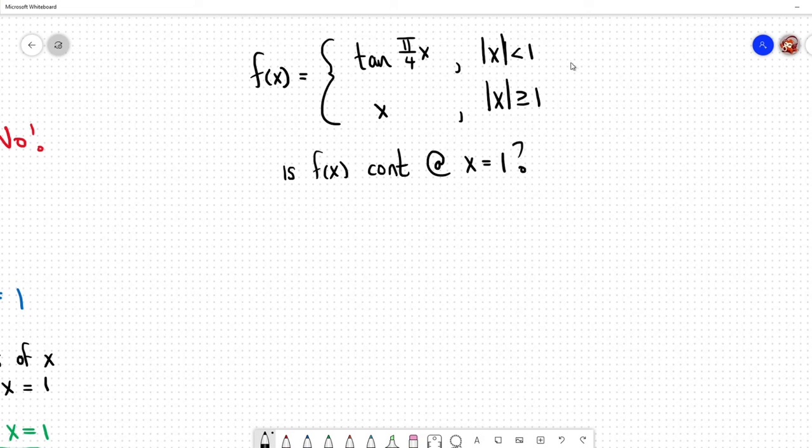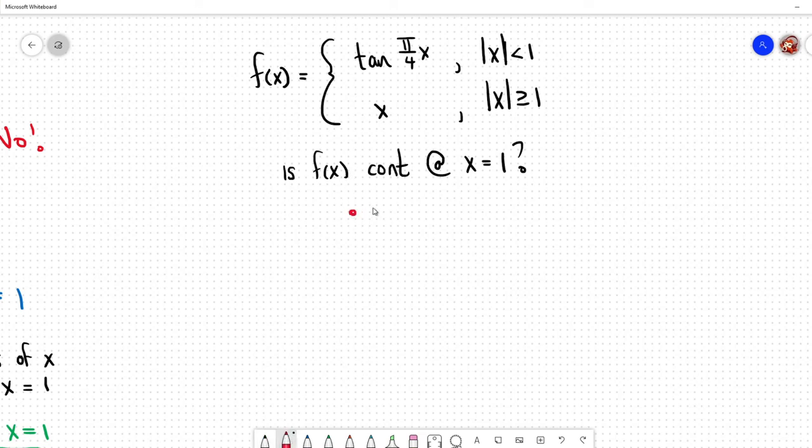Is this continuous at x equals 1? Okay, so we know this part is continuous because it's a polynomial. But this part, we know we're going to start getting asymptotes depending on the x value because tangent does have asymptotes. Okay, so let's start off with the definition.